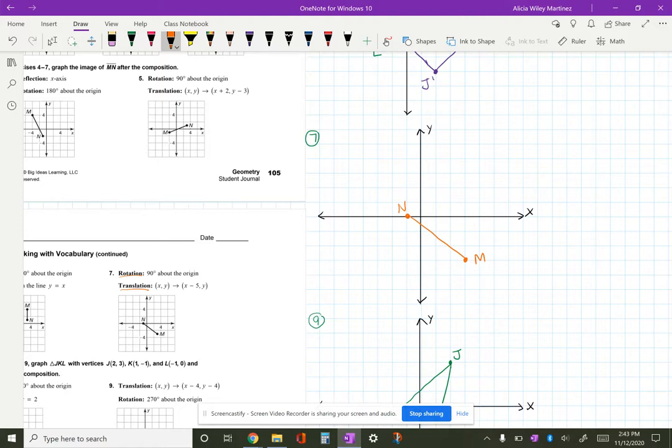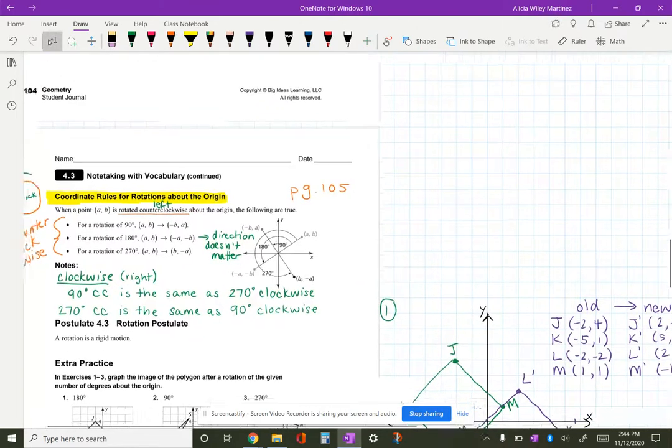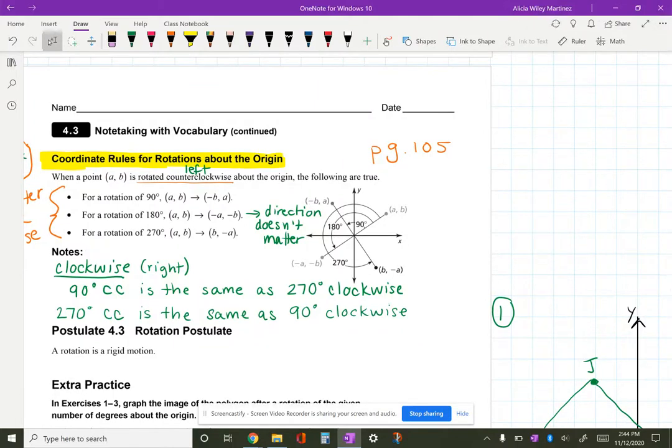Again, if it helps you to write down the points for the old versus the new, that definitely does help me. But again, to each their own. So my values of N are -1, 0. My values of M are 3, -3. So the new point N prime and the new point M prime after a 90-degree rotation, remember what happens with that rule. So I'm going to go back to my rules here. And remember, it's not about memorizing them. It's about knowing when to use them and how to use them.